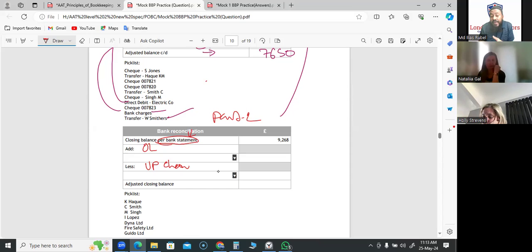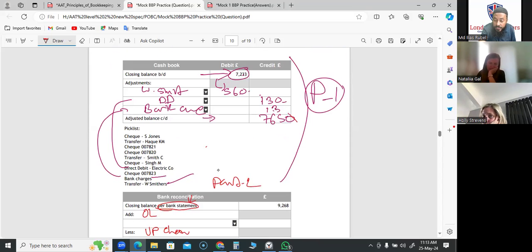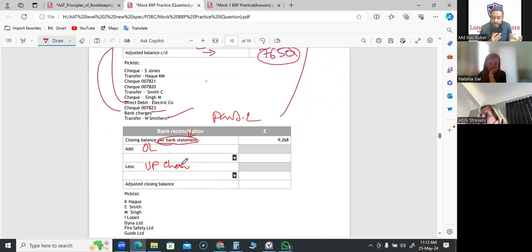You can start with balance per cash book. You see, this is our cash book balance. We could have started with this one. Then it's opposite: add unpresented check, less outstanding lodgement, which I showed in my video. Generally, that's how we do. But here, both are the correct way.